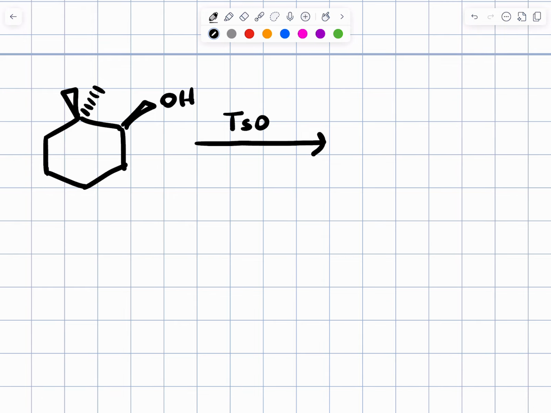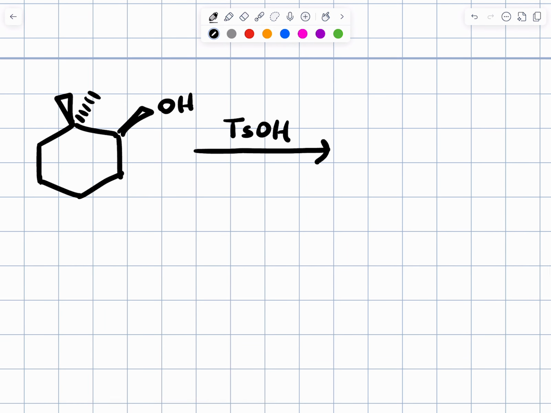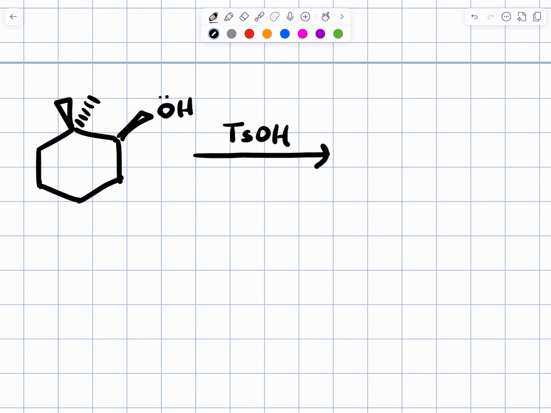If we were to go through a carbocationic intermediate, that would be a situation where rearrangement could occur. I'm going to use TsOH, and you're going to have to remember that that's a strong acid like sulfuric acid. And you have to remember that its conjugate base is not a good nucleophile for whatever reason, and so we don't expect to see any substitution products here, only E1 dehydration products.